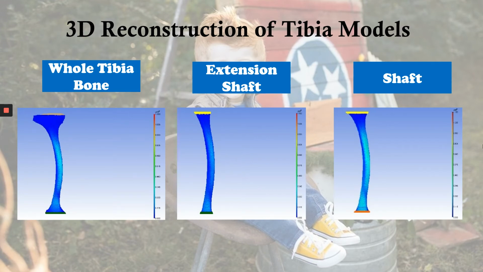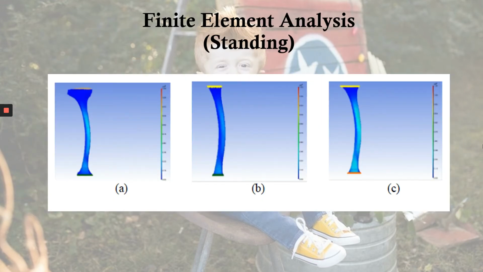This figure shows the models are categorized into whole tibia bone, extension shaft, and shaft only. The whole tibia bone is made up of all 385 images, while 285 and 305 slices of stitches were used to generate the shaft and extension shaft respectively.